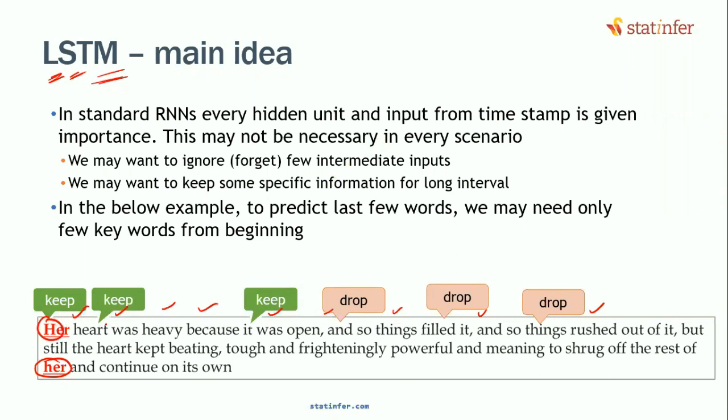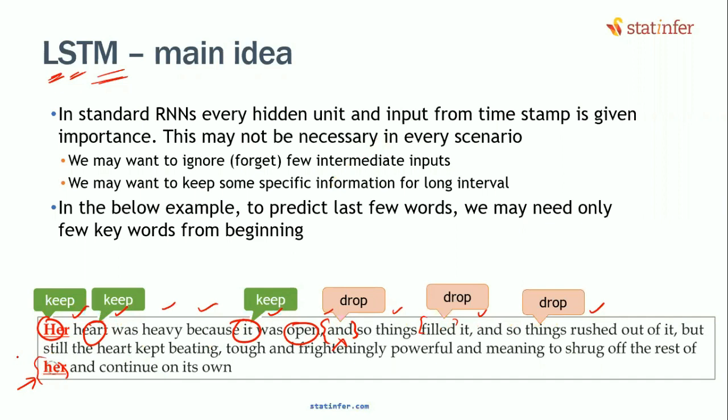So important information will be kept for a long duration. Unnecessary information will be dropped. That means when you are predicting this, automatically we'll ignore some words. We'll keep the words that are important. And this prediction will be based on the words that are related to this.